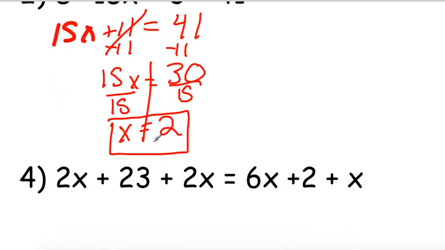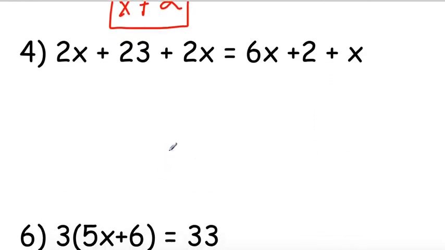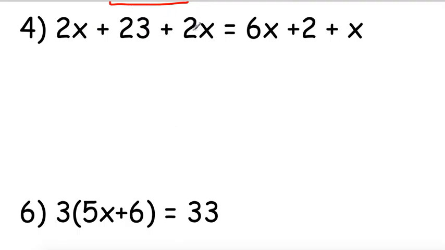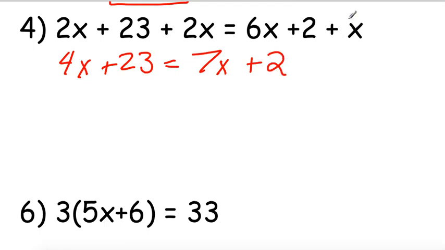Now in our next example, number 4, we have 2x plus 23 plus 2x equaling 6x plus 2 plus x. So the first thing I want to do is combine my like terms. And I have two x values here, 2x and another 2x. I'm going to combine those for a 4x plus 23. And that's going to be equal to, and on my right side, I'll need to combine my two x terms. So I have 6x and x. That will give me 7x plus 2, because remember that an x by itself means 1x.